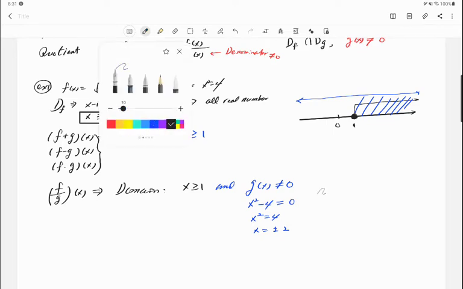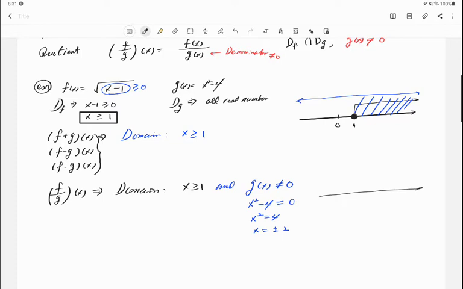So look at this. Let me graph it. From here, x has to be greater than or equal to 1, all this area, and then x cannot be equal to 2, right? Negative 2 is not in this region anyway. So it's got to be everything except 2.